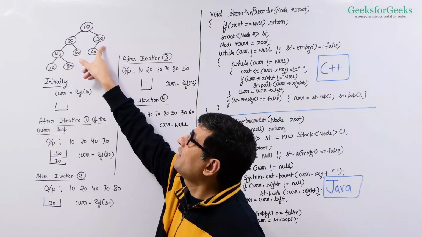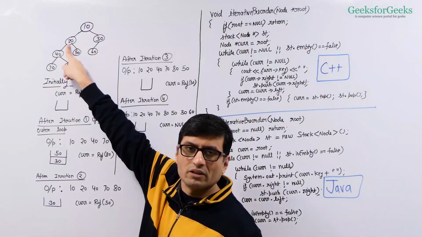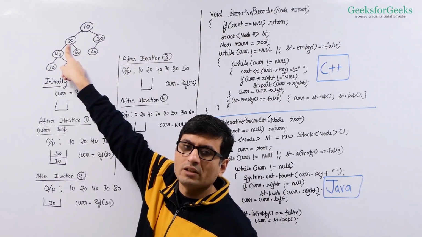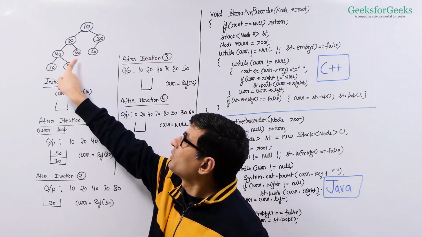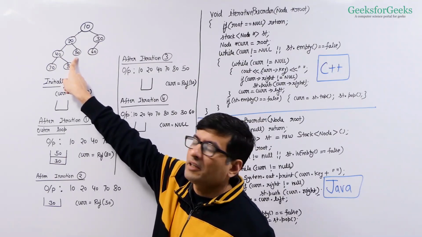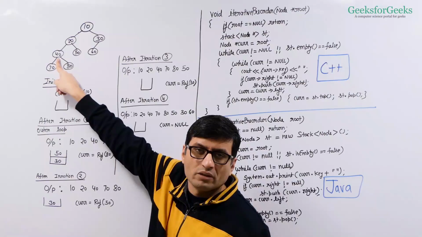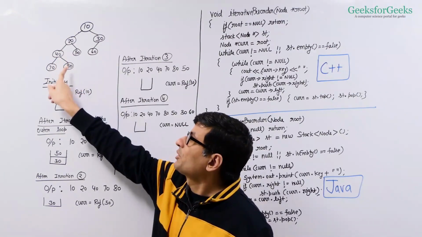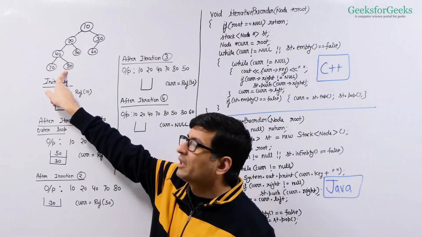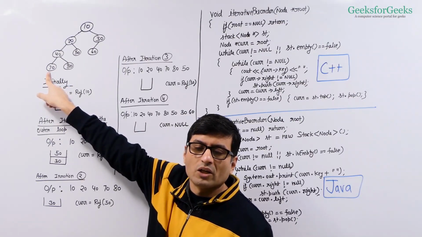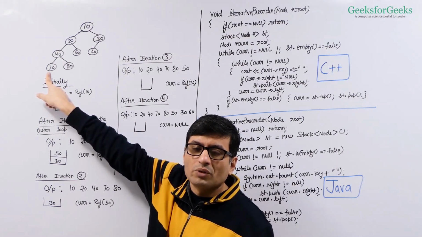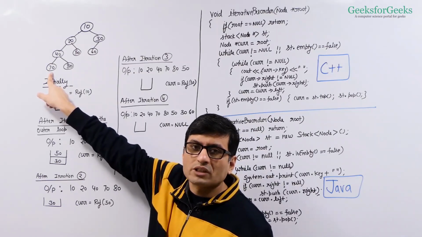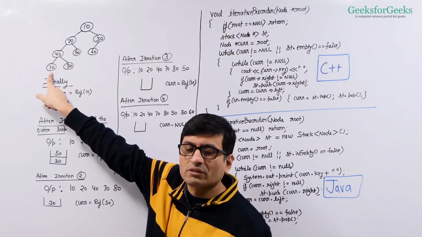We push the right child, then we simply go to the left child. Once we go to the left child, we print it again, push its right child, and then go to its left child. Now we print the left child 40, push its right child, and then go to its left child. Now when we are at 70, we do not have any right child, so the first thing we do for 70 is print 70.